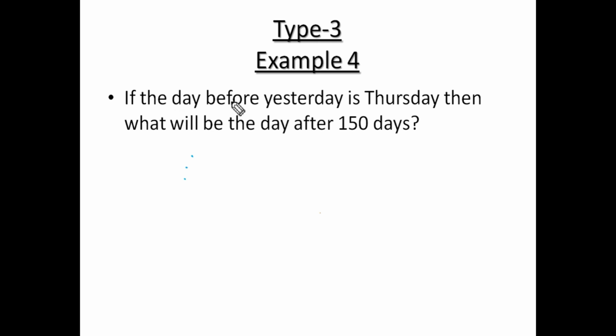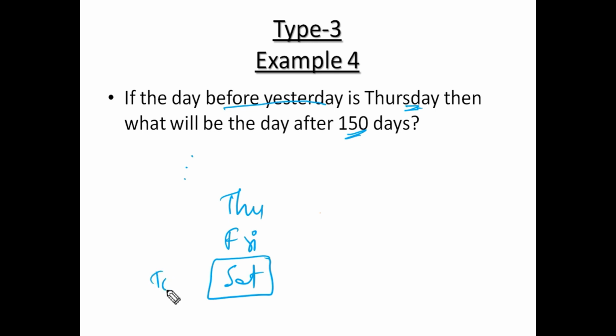One more example in the same type. If the day before yesterday is Thursday, then what will be the day after 150 days? It is easy if it is from today. So now convert the given format into today. Day before yesterday is Thursday, yesterday is Friday, and today is Saturday. So now we came into the previous format.